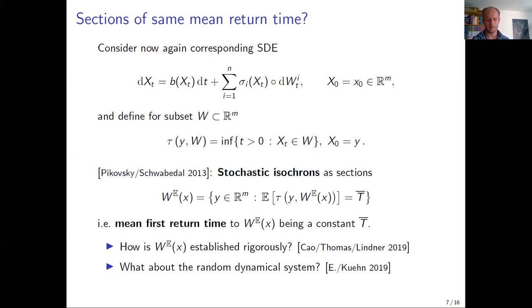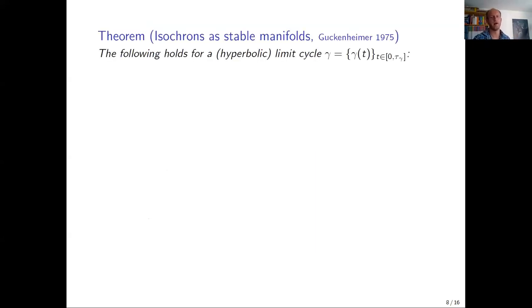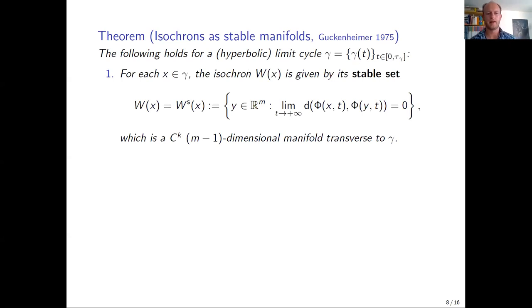And what is the approach that we would take if we want to understand for each omega, or each trajectory, what is happening to these random limit cycles? What we use to formalize this a little bit more is really the stable manifold point of view that was mentioned at the very beginning in Peter's talk, which can really be transformed to the random case very nicely. So again, look at this hyperbolic limit cycle, and then we can say that for each point on the limit cycle, the isochron is really the stable set for this point.